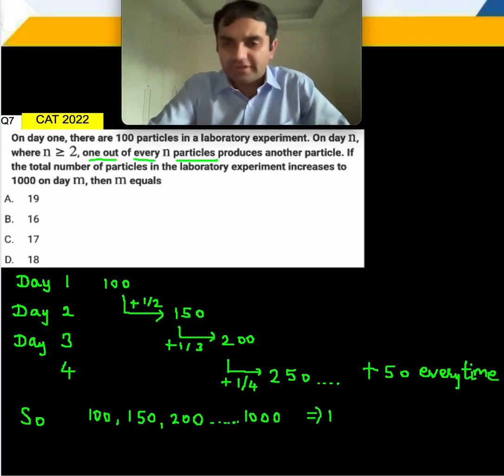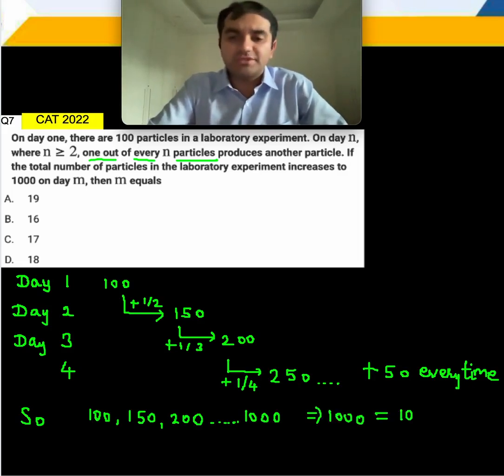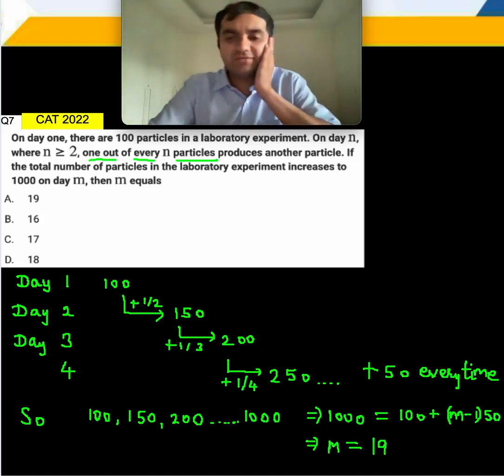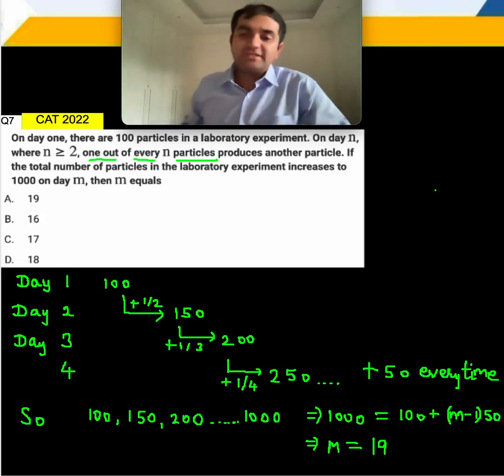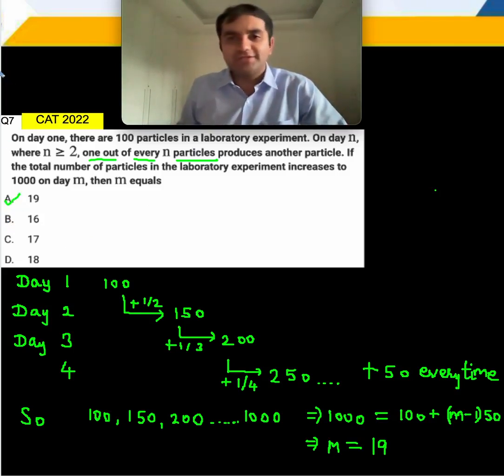Use the formula for an AP. 1000 is the nth term, is equal to 100 plus m minus 1 into d, d being 50. From this you find the value of m. The value of m comes out to be 19. That means that on day 19 you will touch the value of 1000. So 19 is the right answer for question 7.